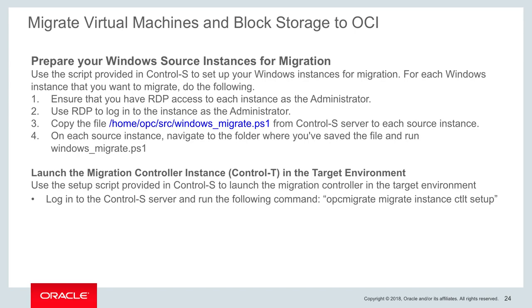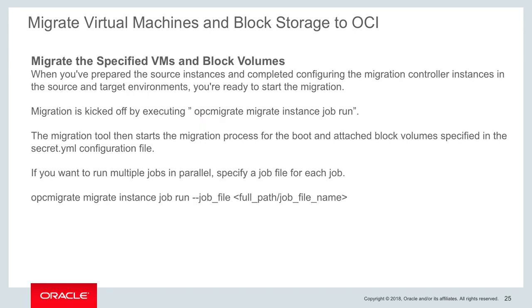Once the source environments are set up for migration, you are now ready to launch the migration controller instance in the target environment. Use the setup script provided in Control S to launch the migration controller in the target environment. Log into the Control S server and run the following command: opc-migrate-instance ctlt-setup. Once that command is executed, the Control T, or the control target instance, comes up on the OCI environment.